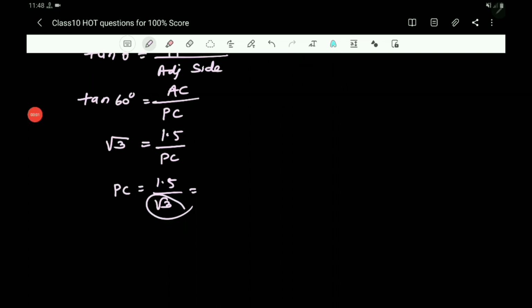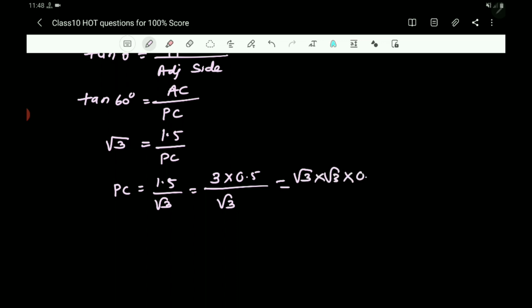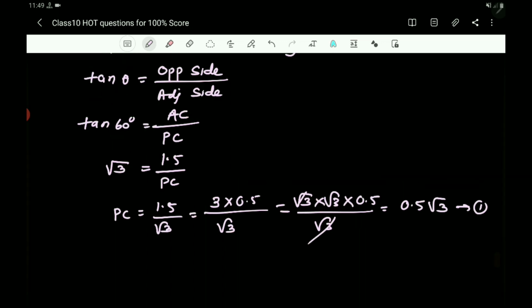As the denominator is root 3, you can convert this in terms of 3 into 0.5. 1.5 can be converted as 3 into 0.5, that divided by root 3, and this 3 can be written as root 3 into root 3. Into 0.5 by root 3 cancels. So you got that 0.5 into root 3. Consider this is the first one.